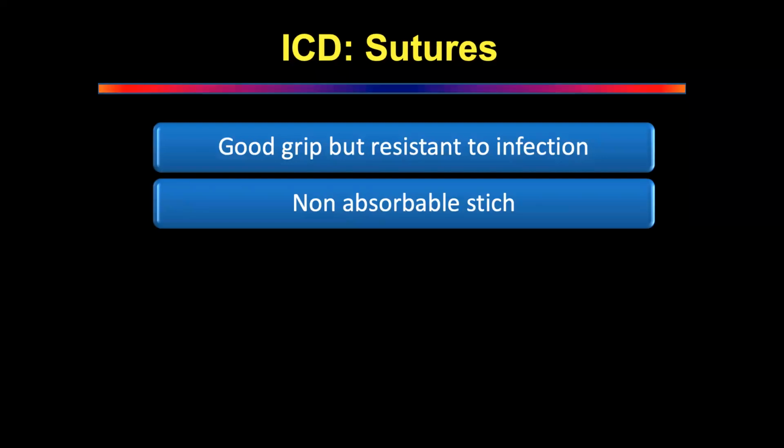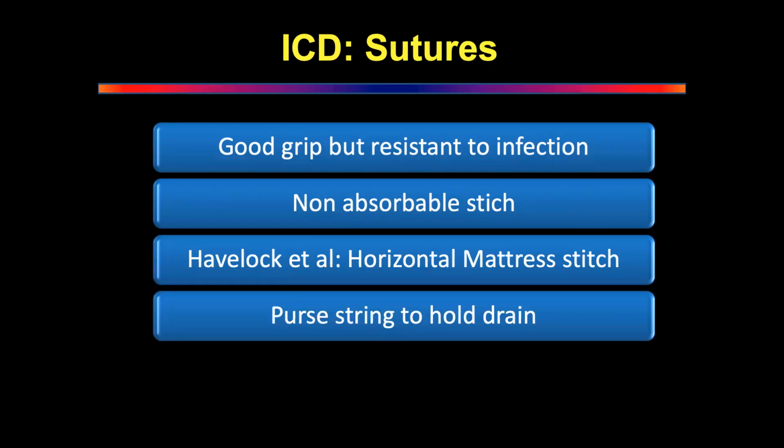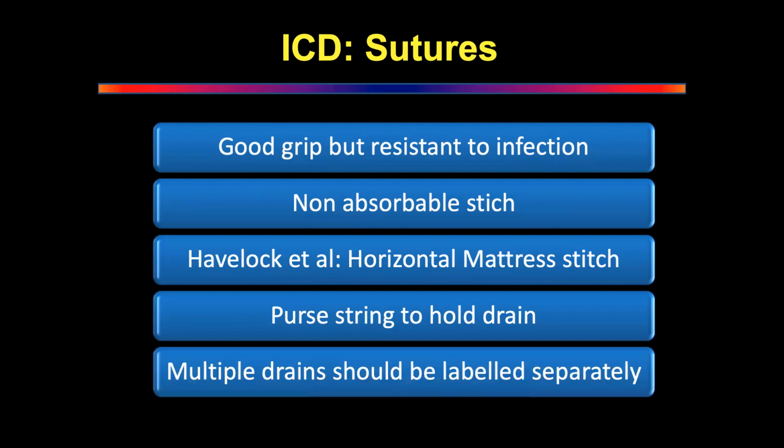Yes, sir. What sort of stitch do you put there? One silk. So the purse string should be what? What sort of purse string? Use figure of 8. Yeah, figure of 8, horizontal mattress. Simple.